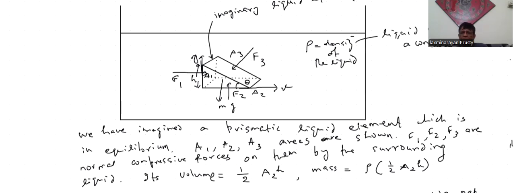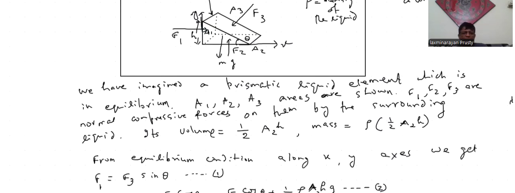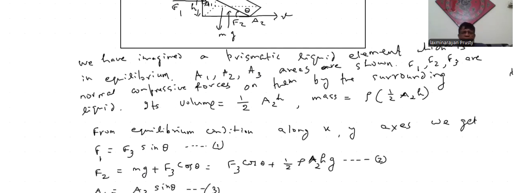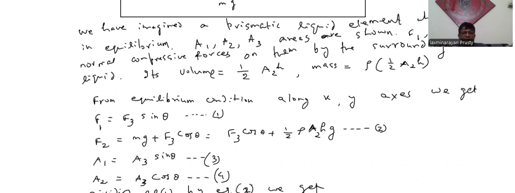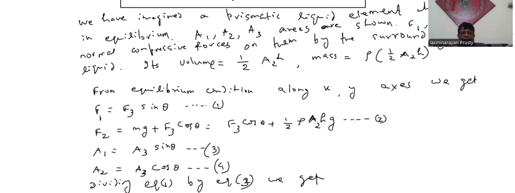The upward force must be balanced by the net downward force. Upward force is F2, net downward force is mg plus F3 cos theta, where mg is half rho A2 h into g. Okay, very good. These two equilibrium conditions we have written. Now come to the geometry.